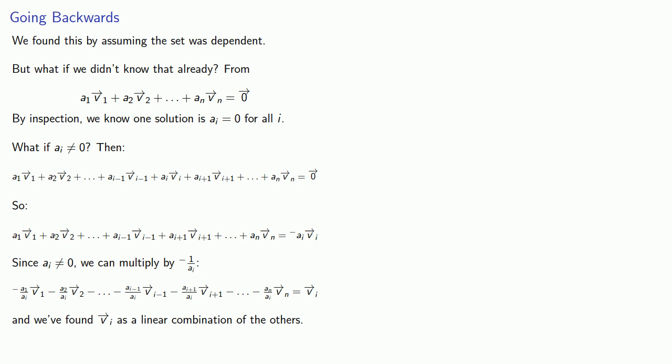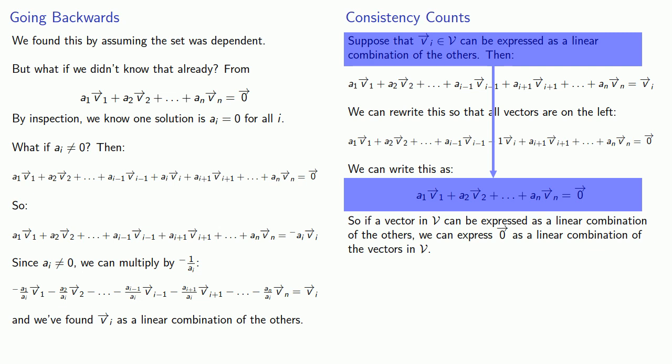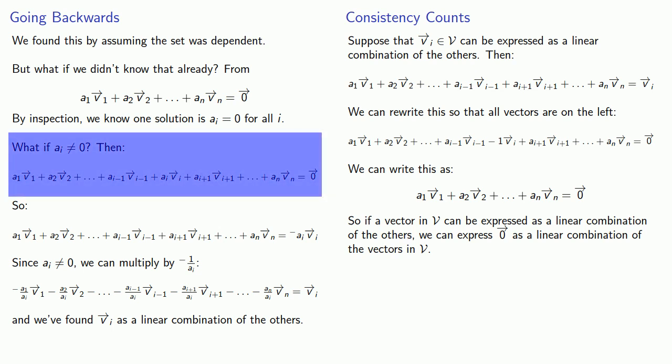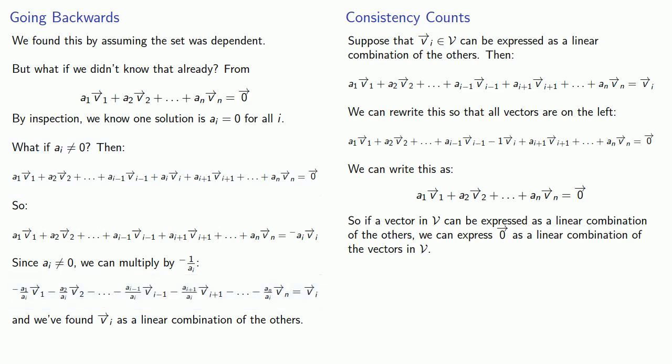Now, if I put the two sides together, what I see is that if I can express a vector as a linear combination of the others, then I can write the 0 vector as a linear combination. And here's an important idea. In that linear combination, at least one of the coefficients is not equal to 0. We call this a non-trivial linear combination. Likewise, if I can write the 0 vector as a non-trivial linear combination of the vectors in our set, then I can isolate one of those vectors. I don't know which one, but I definitely can isolate one of them and express it as a linear combination of the others. And so this proves a very important theorem in linear algebra.